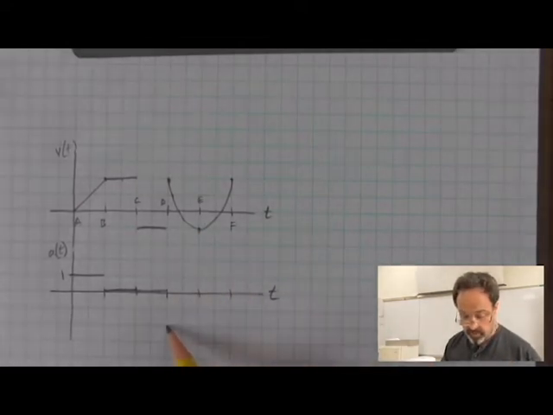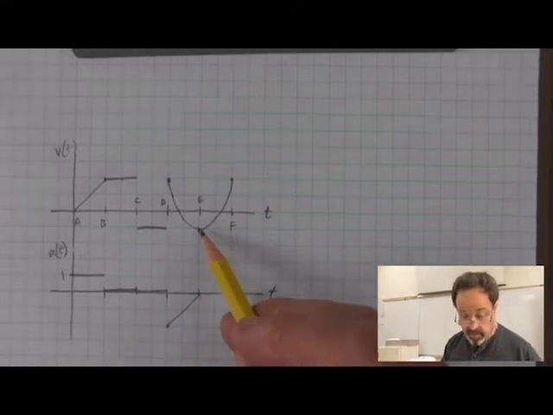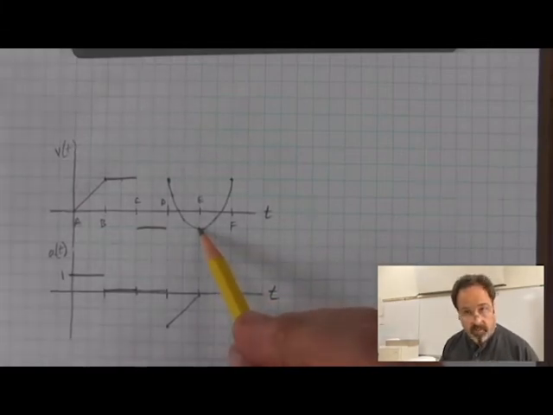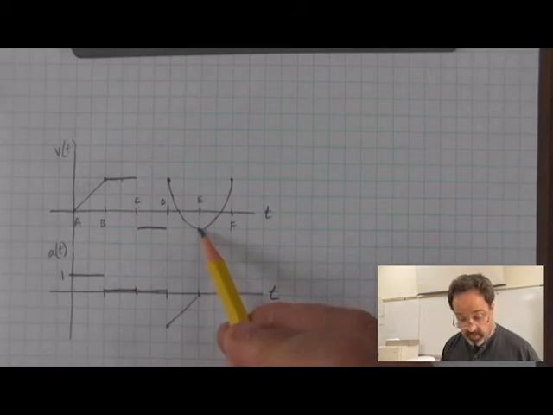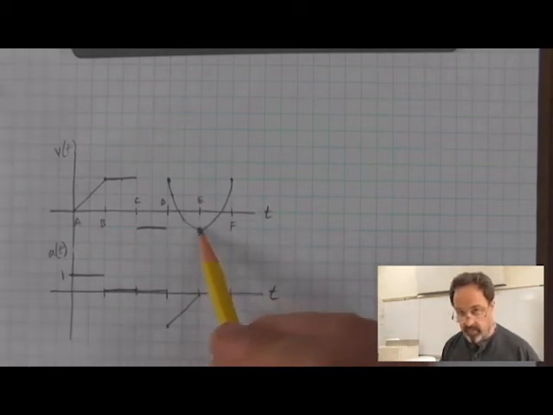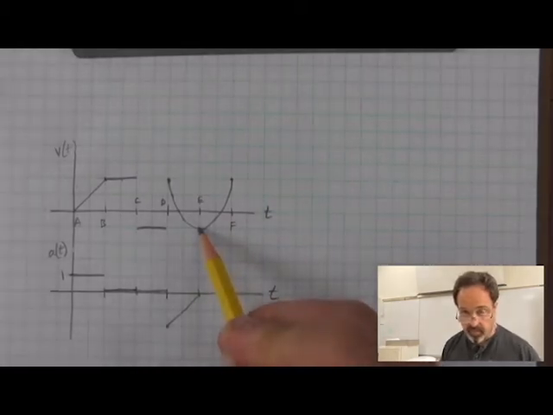Graphing that, I could say my acceleration is negative the whole way, but the acceleration gets less and less negative. And at E, we're moving backwards. But our backward movement is slowing down as we continue in time. At E, we have the most intense negative backward movement.